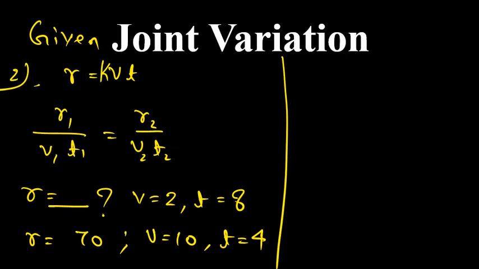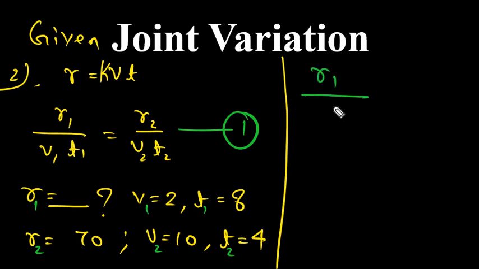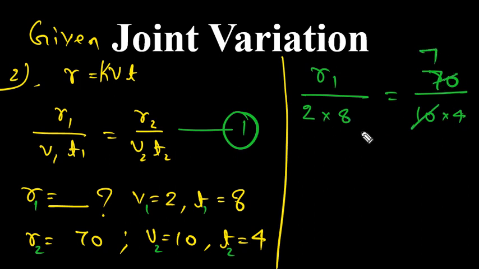Now we will apply this given information in this equation. Let's say this is R1, V1, T1 and this is R2, V2, T2. Or you can take it the other way around, that's not a problem. So R1 we need to find. V1 is 2, T1 is 8, R2 is 70 divided by V2 is 10 multiplied by 4. So 70 divided by 10 will give you 7. This is 4 here, so let's do the cross product now to make it simple.